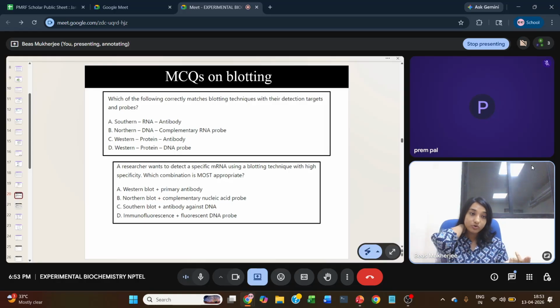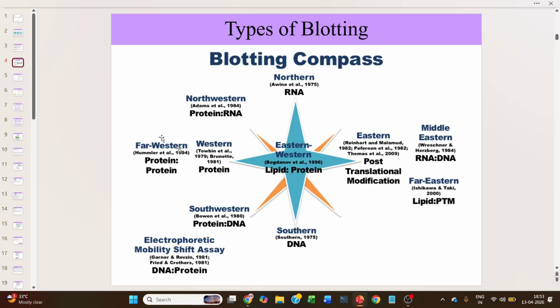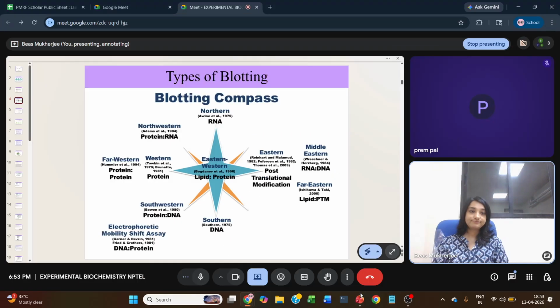And what will be the probe then? Of course, it has to be a complementary sequence, either DNA or RNA. So, complementary nucleic acid probe. That much is clear, right? And it is always Northern blot for RNA. So I'll go back to that slide because when I started, you were not there. So this slide will help you to remember. Okay, this is the slide.